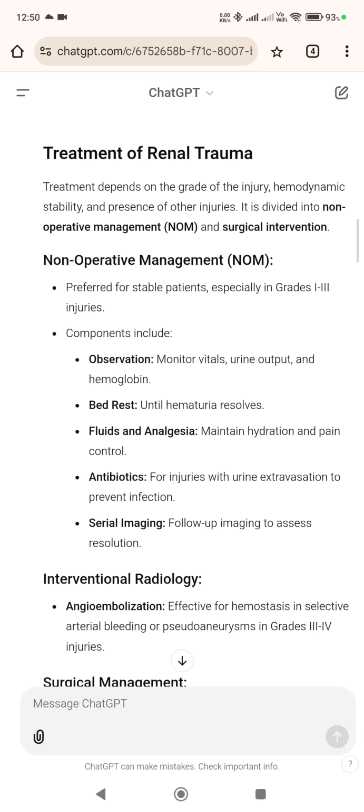Components include observation: monitor vitals, urine output, and hemoglobin. Bed rest until hematuria resolves. Fluids and analgesia: maintain hydration and pain control. Antibiotics for injuries with urine extravasation to prevent infection. Serial imaging: follow-up imaging to assess resolution.